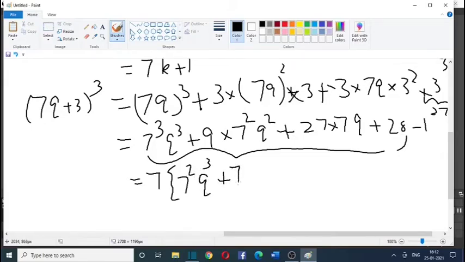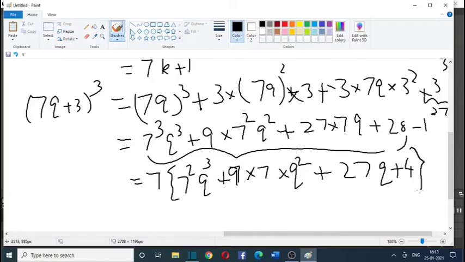So this is equal to 7 into (7 square q cube plus 9 into 7 q square plus 27q plus 4) minus 1. So this is 7k minus 1.